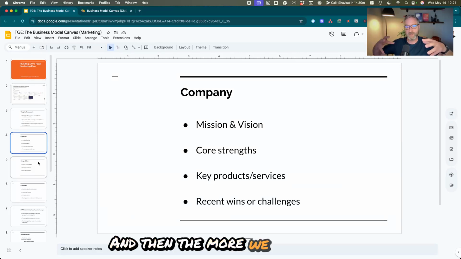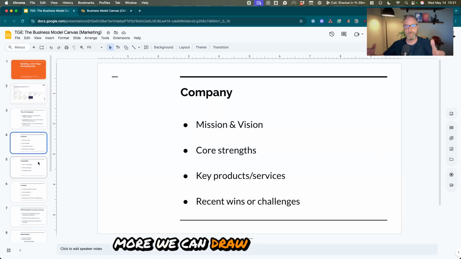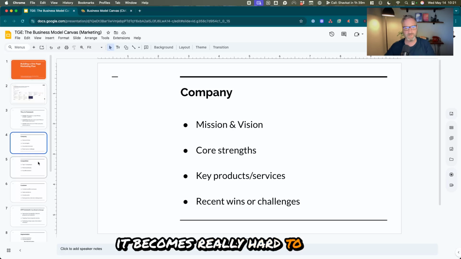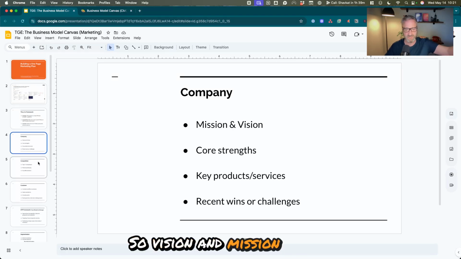And then the more we can create that internal strength and communicate that externally, the more we can draw people to us. Because really, without that clarity, it becomes really hard to draw people to you, right? A lot of folks are good at tactical, practical stuff, but without a vision, nobody has a reason to care, right? All right. So vision and mission is very important.